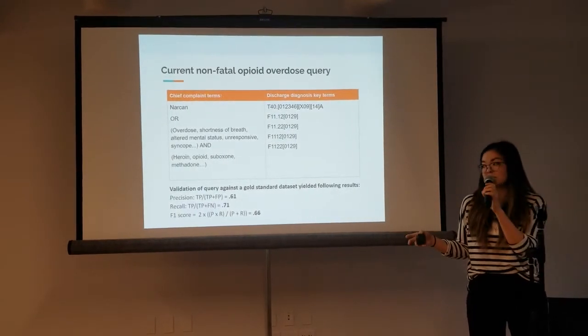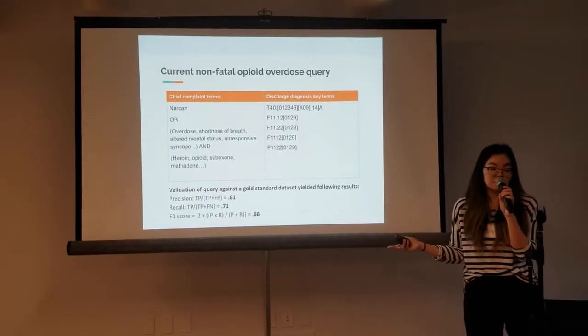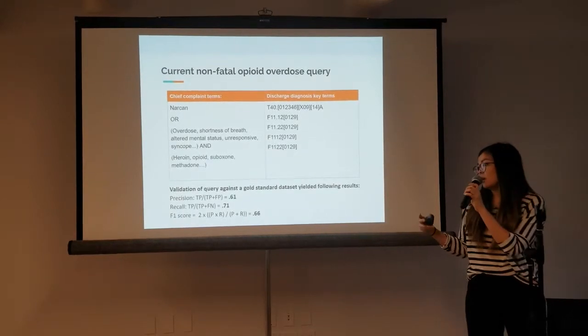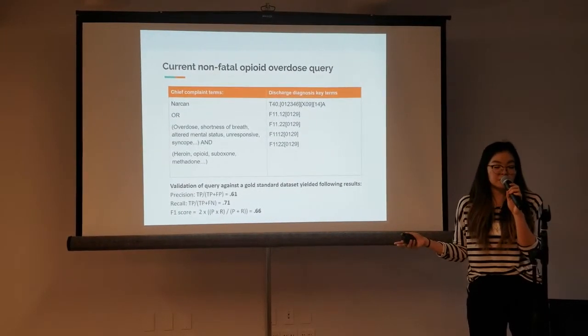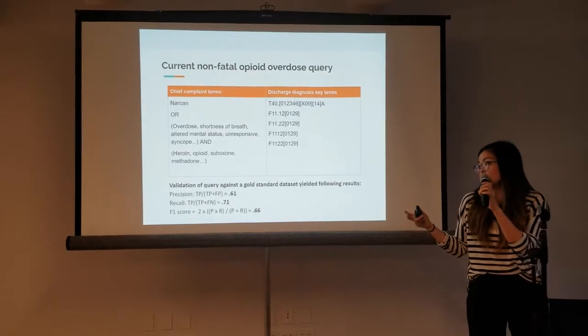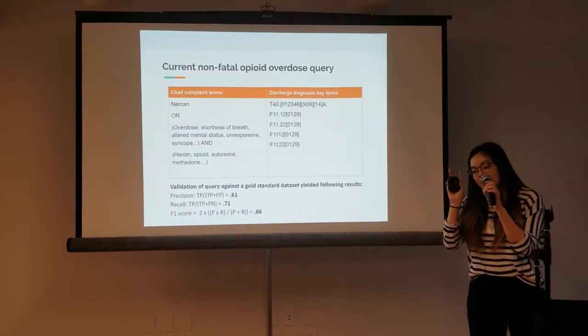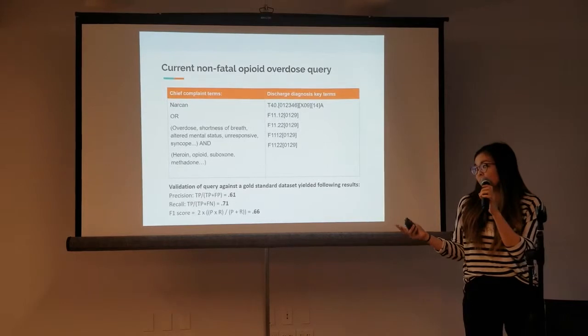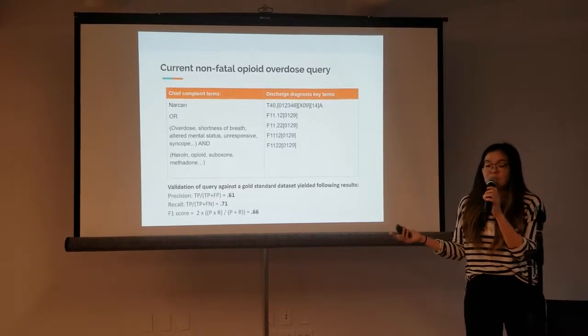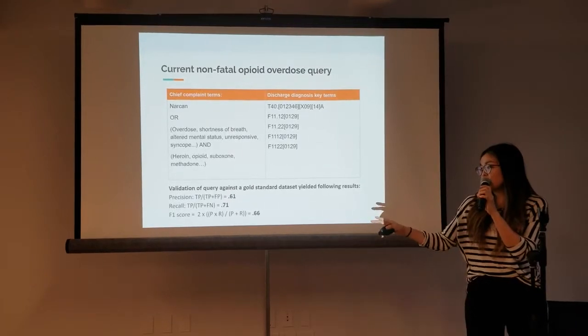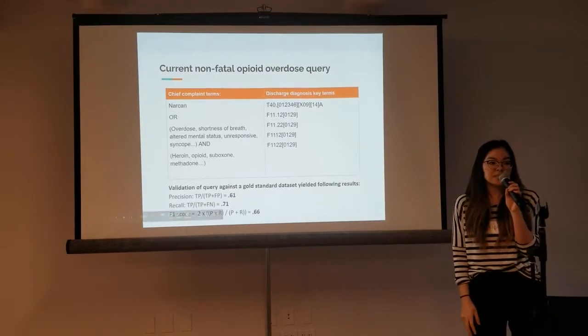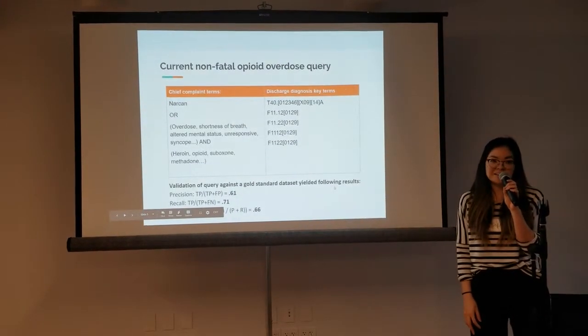The evaluation metrics that I used were precision, recall, and F1 score. Precision being out of all of the visits that were in the query result, how many of them were actually overdoses. Recall being out of all of the overdoses, how many of them were picked up by the query, and the F1 score is a combination of the two metrics. So the F1 score for our query was 0.66, which isn't terrible, but it's also not great.